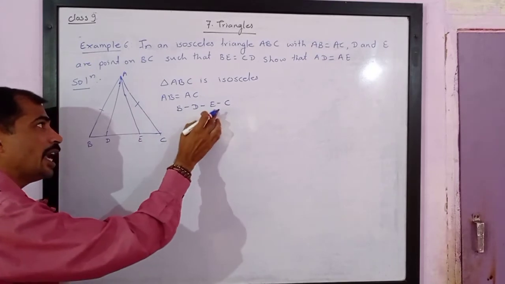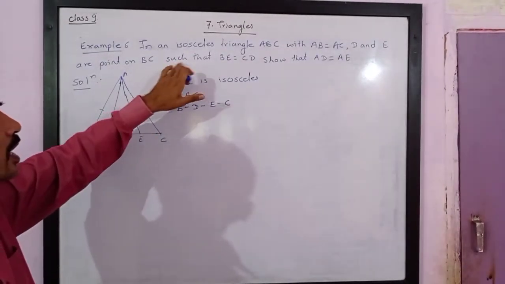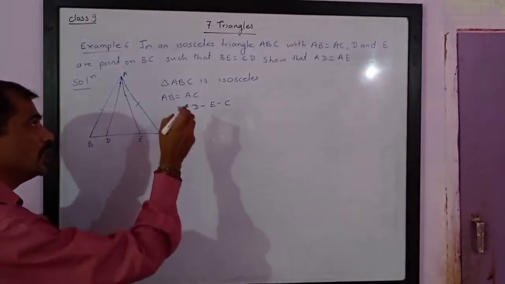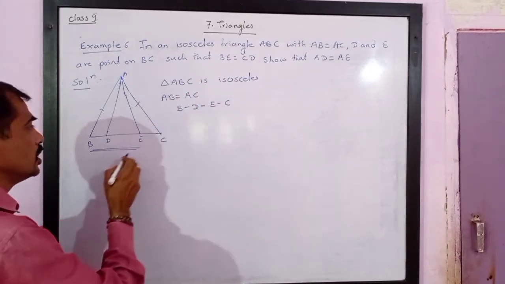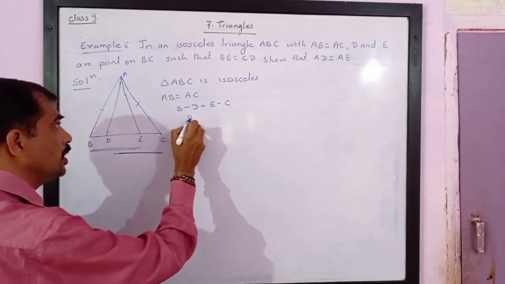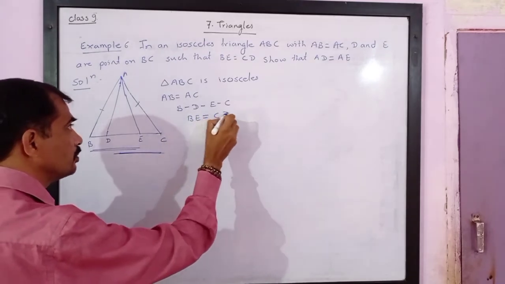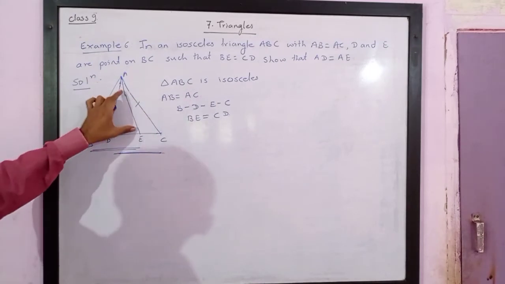It means D and E are between B and C. Then we are given that BE is equal to CD. This is also given. BE means this part, and CD means this part. So we are given BE is equal to CD, and we are asked to prove that AD is equal to AE.